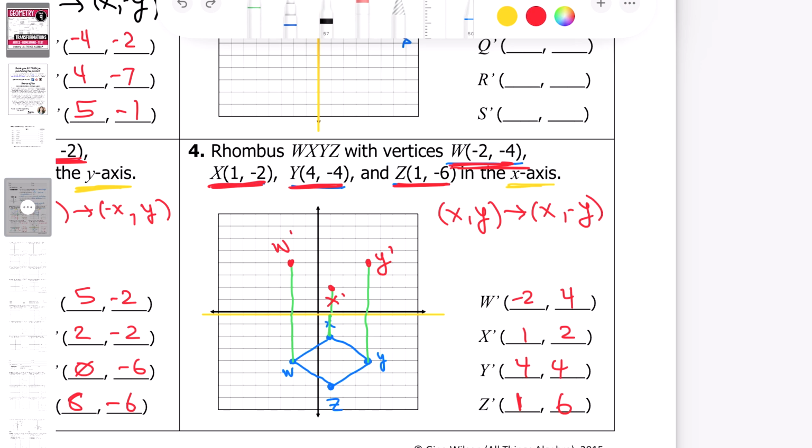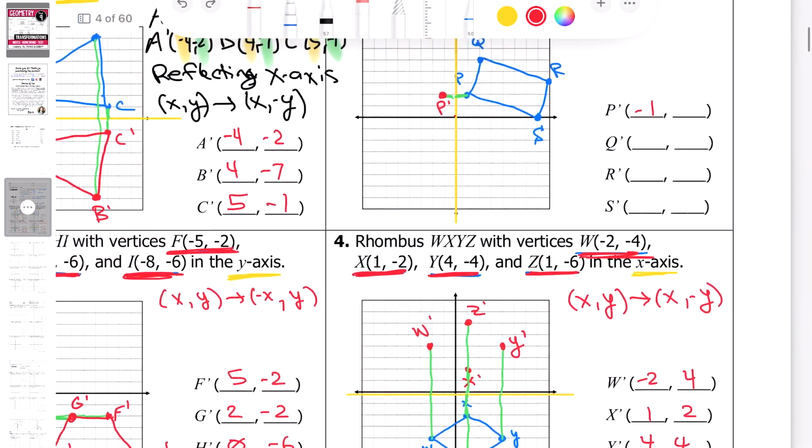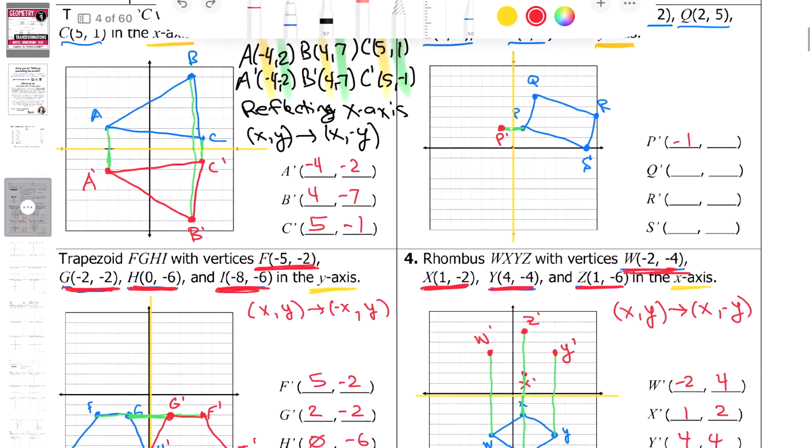And then the very last point here. So Z, that is 6 away, 6 down from the line. So we're going to go 2, 3, 4, 5, 6 up from the line and put a point. So Z prime. And again, if I were to map this, it's positive 1, positive 6, which is exactly what we expected to happen. So using those little mappings definitely will help.